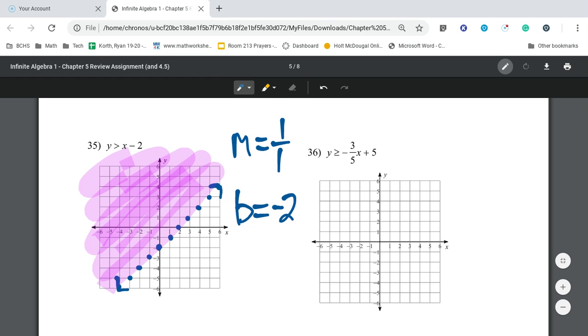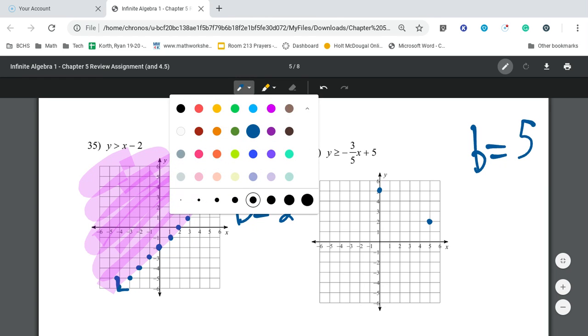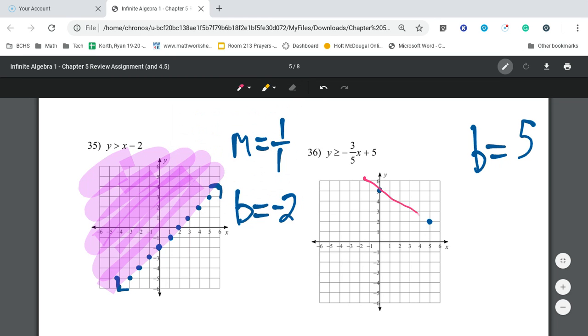Last one on this page, we've got greater than or equal to, a y-intercept of 5, and we're going down 3 over 5. Want to make sure you have a negative slope going down and to the right. Positive slope goes up and to the right. Looks like a solid line, and greater than tells us to shade above. Ta-da.